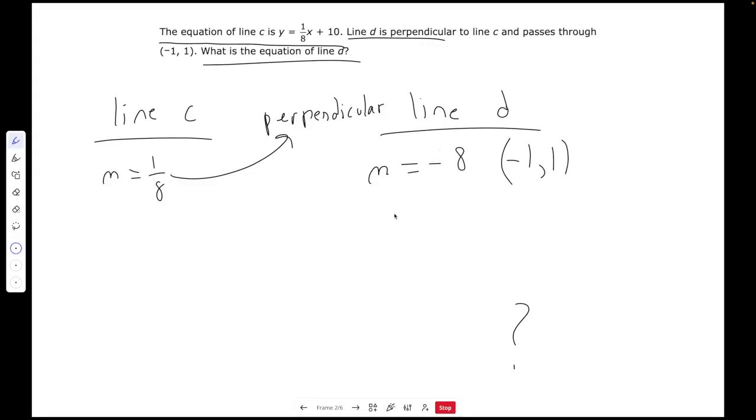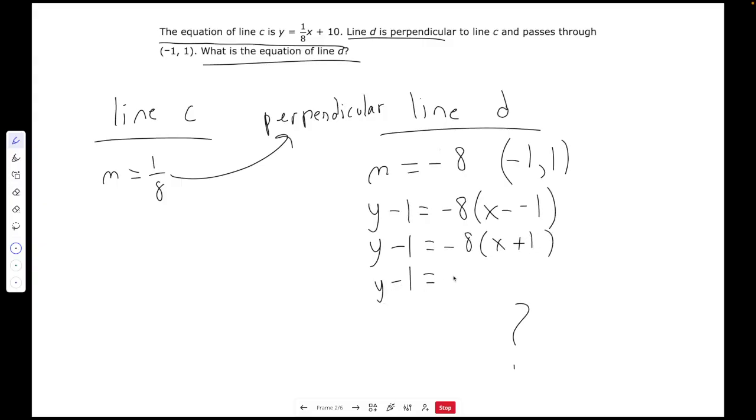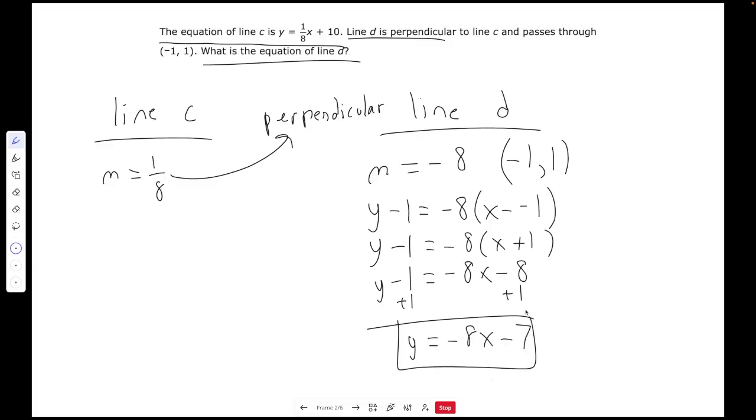And so now we can use point slope and plug in our numbers. So we have y minus 1 equals -8 times x minus -1. And now we just solve because we want to put it in slope-intercept. This becomes +1. Now we distribute the -8 and we get this. And now we add 1 on both sides to get our final answer of y equals -8x minus 7. And we are done.